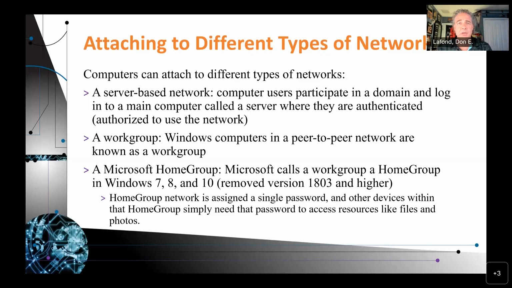Could be a workgroup, Windows computers in a peer-to-peer network, known as a workgroup. If you have multiple PCs set up at your home, you can set up a Microsoft home group. Microsoft calls a workgroup a home group in Windows 7, 8, and 10, and then it's removed in version 1803 and higher. So you can still network, but you can't use the home group in the newer versions of Windows 10. With home group networking, you're assigned a single password, and other devices within that home group simply need that password to access resources such as files and folders.